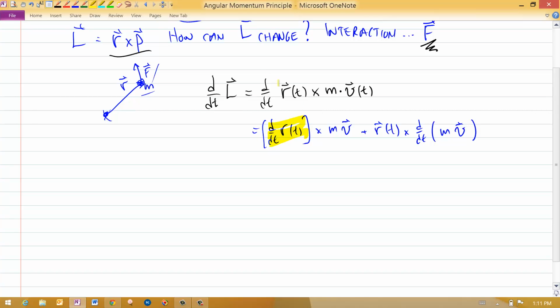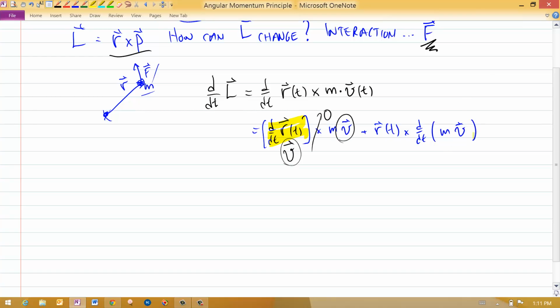This one here has got a special name. It's the rate at which the position vector changes. That's just the velocity itself. And the cross product has got the property that I need a vector that is perpendicular to both of these two things, but it's got a magnitude that depends on how perpendicular they are. And these two things are parallel to each other. The cross product of any two parallel vectors is 0, so this first term goes away.